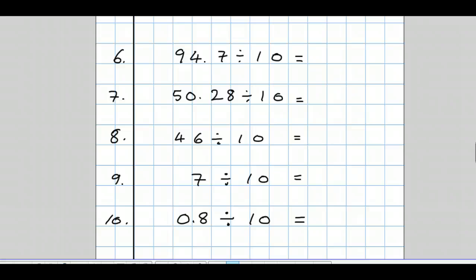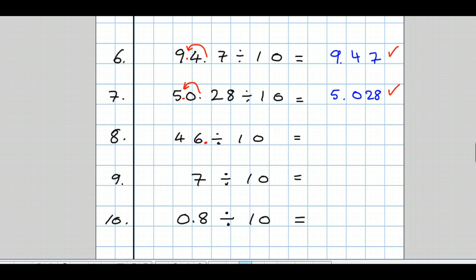Okay, presuming that you've had an attempt at answering these questions, let's go through the answers. The first few are fairly straightforward. There's the decimal point being moved, so the answer is 9.47. If you've got that, give yourself a tick. This one here, move the decimal point one place to the left. And there's our answer, 5.028. Worthy of another tick.